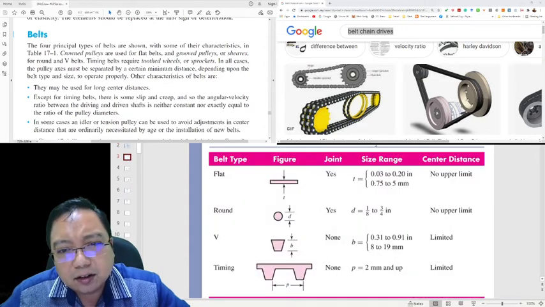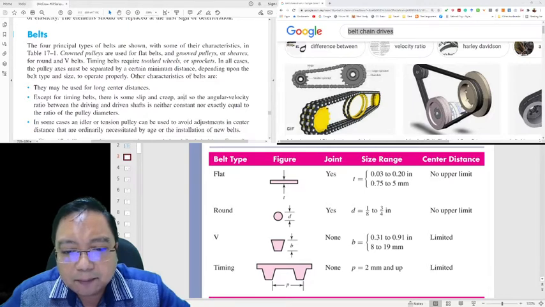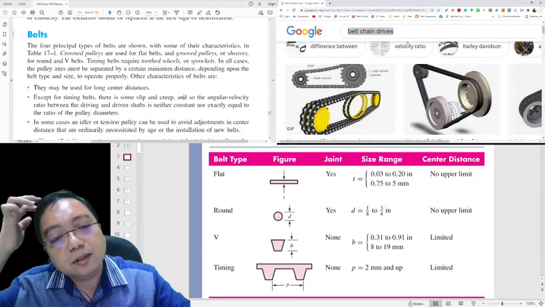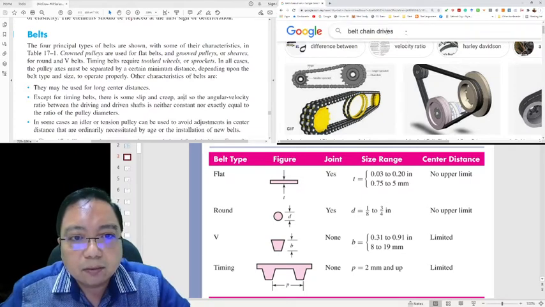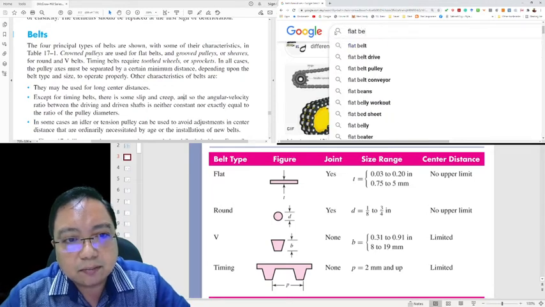The characteristics of some common belts: they are flat belt, round belt, V belts, and timing belts. This is the figure. The flat belt is flat, the round belt is round, the V belt is like this shape, and the timing belt is like this. To make you understand better, we look at Google Images. What are the flat belts?